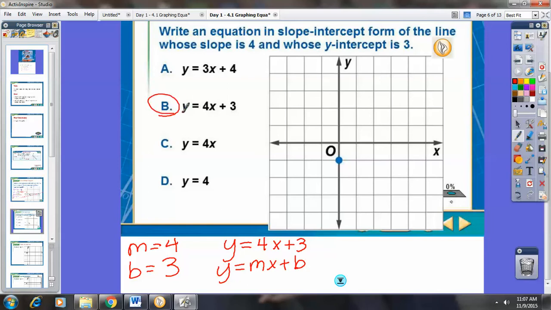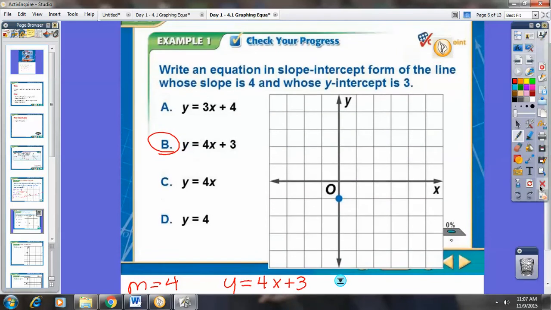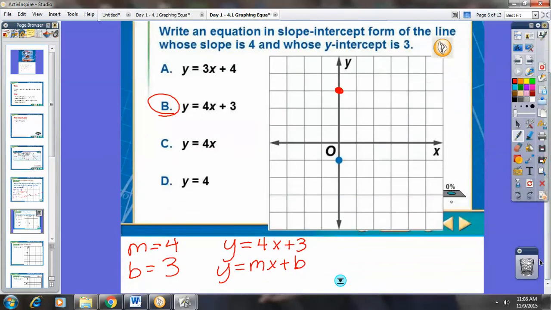I do want you to take this a step further. Let's go ahead and graph this equation. The y-intercept is at 3, so let's put a dot at 3 on our y-axis. The slope is 4. Now, our slope is not currently written as a fraction, but you can make any number a fraction by putting it over 1, can't you? So I'm going to make that 4 over 1.